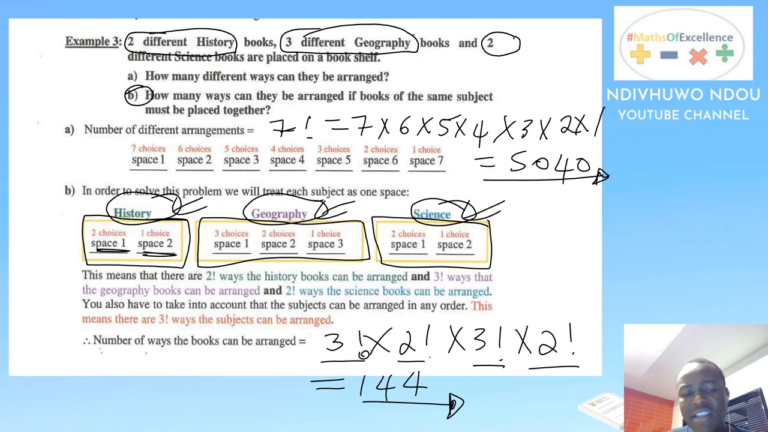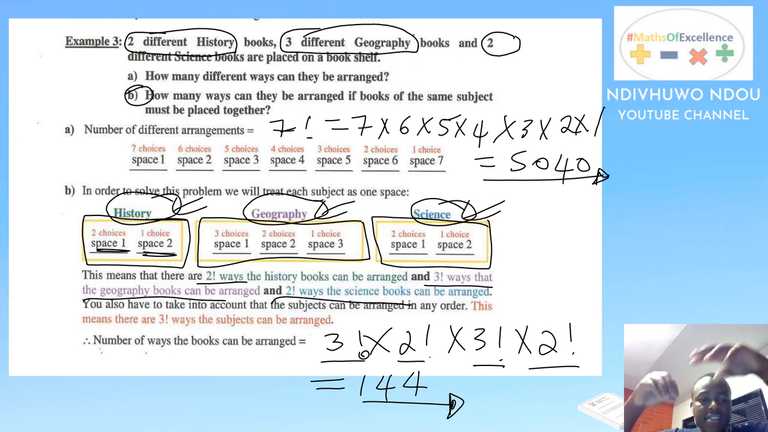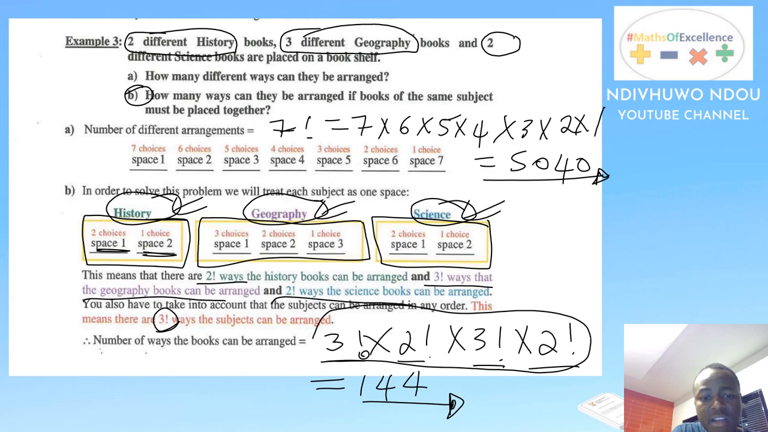And Kevin Smith also explained this very clearly. So he said this means that there are two factorial ways in which the history books can be arranged inside, and there are three factorial ways that the geography books can be arranged also inside, and there are two factorial ways that the science books can be arranged inside. So you can also take into account the subjects that can be arranged in any order. This means that history, geography, and science, because we have three subjects, and we are taking those books as one thing, then they can also be arranged in three factorial ways. Then you simply multiply those numbers of different arrangements that can be made in order to get the final answer.